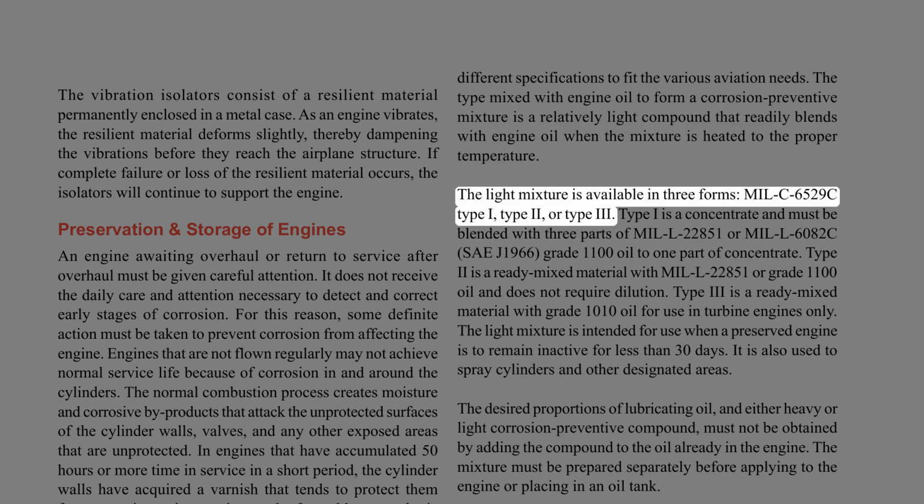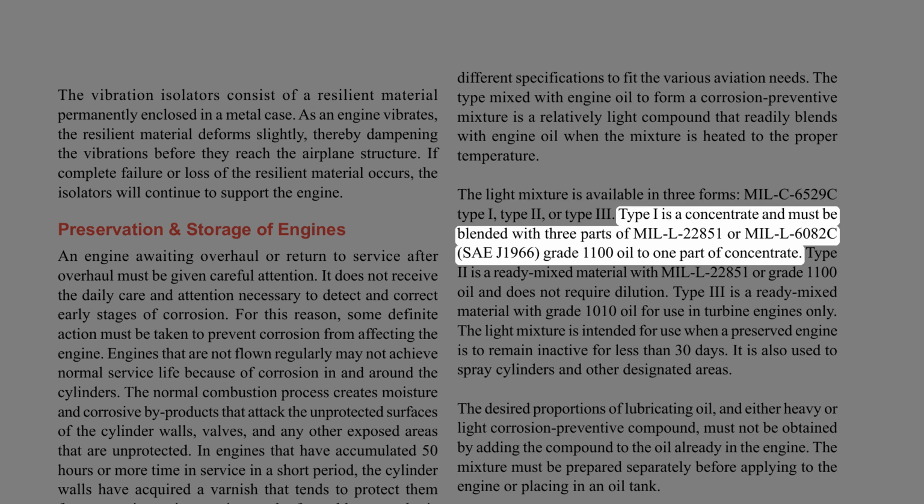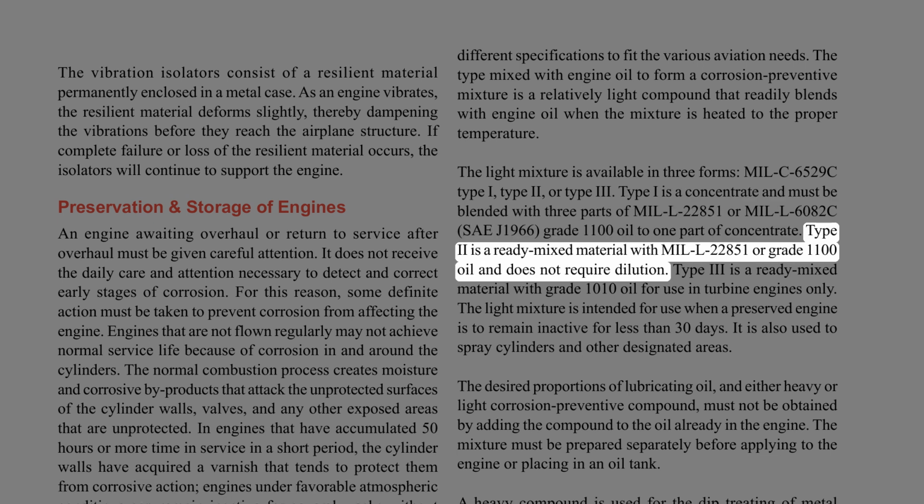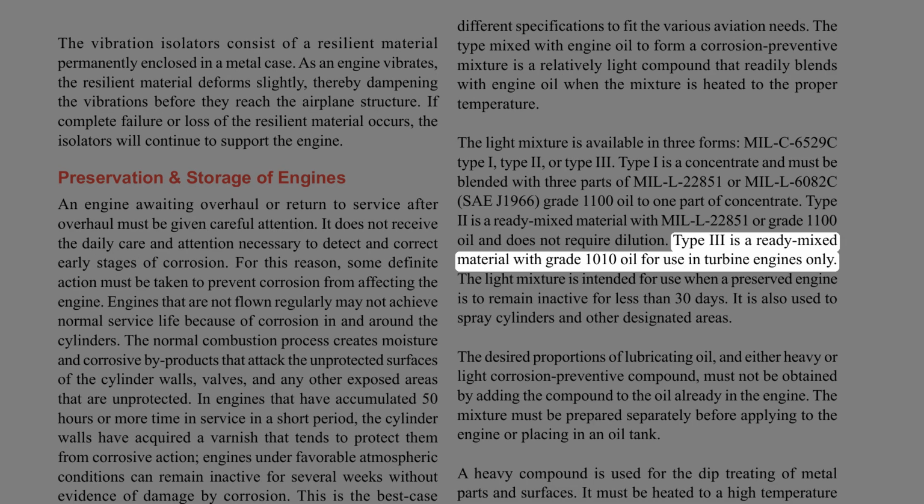The light mixture is available in three forms: MIL-C-6529C Type 1, Type 2, or Type 3. Type 1 is a concentrate and must be blended with 3 parts of MIL-L-22851 or MIL-L-6082C, SAE J1966, grade 1100 oil to 1 part of concentrate. Type 2 is a ready mixed material with MIL-L-22851 or grade 1100 oil and does not require dilution. Type 3 is a ready mixed material with grade 1010 oil for use in turbine engines only.